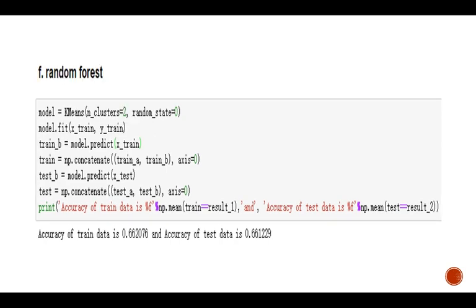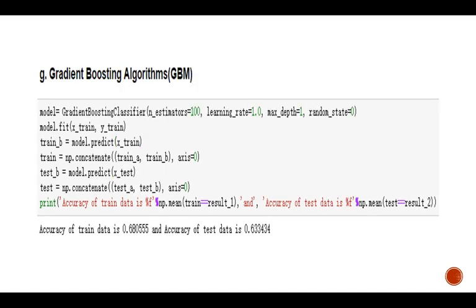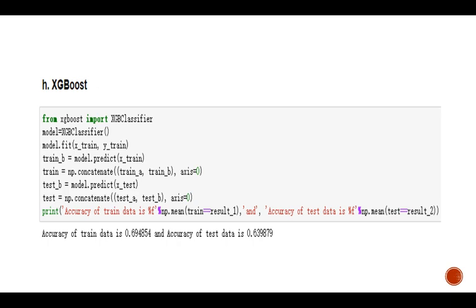0.636657, and the result of the random forest is that the accuracy on the test data is 0.661229, and the result of the GBM is that the accuracy on the test data is 0.633434, and finally the result of the XGBoost is that the accuracy on the test data is 0.639879.